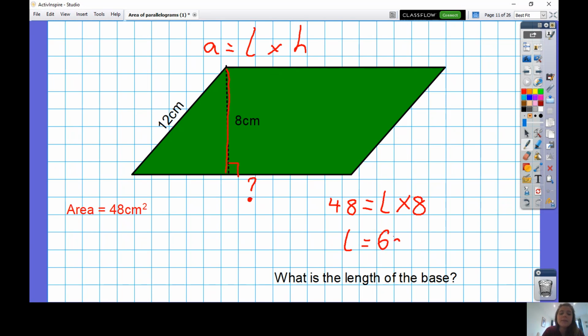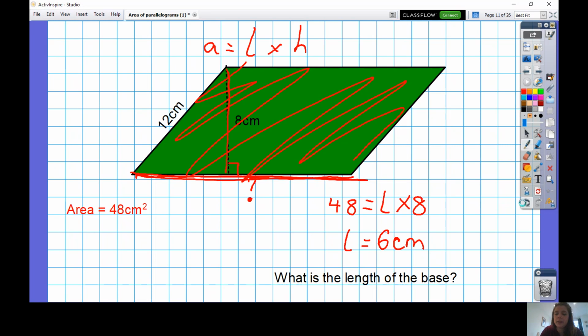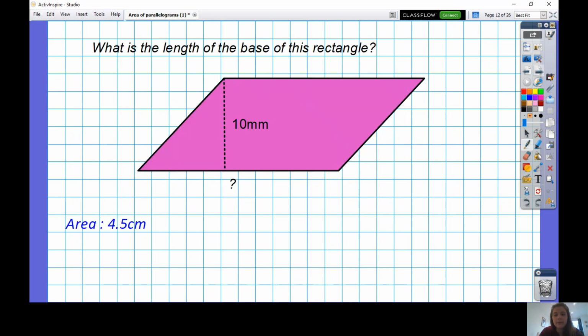And now be careful, is my unit of measurement here for the base centimetres or centimetres squared? What do you think? Well done if you said centimetres. The reason it's not centimetres squared is because it's a measurement of length rather than the interior of the shape. We only use centimetres squared when we're looking at the area of the shape.